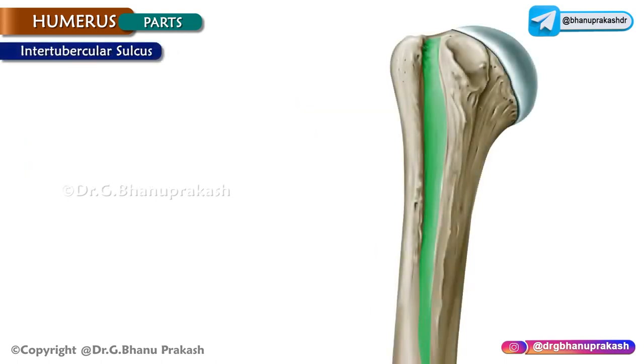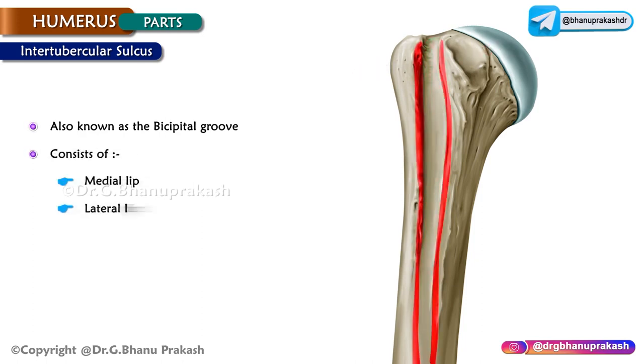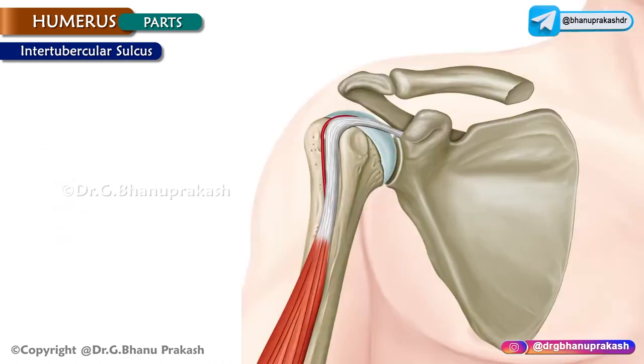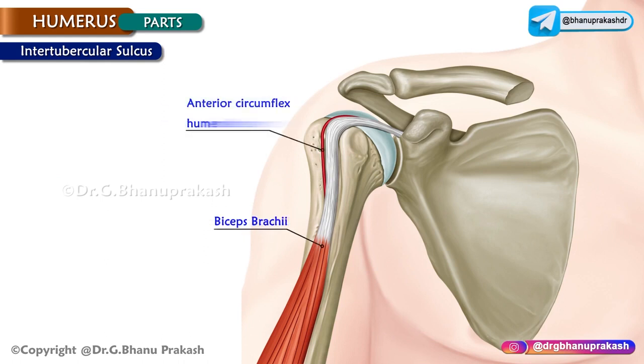Intertubercular sulcus. It is also known as the bicipital groove. It is the depression which lies between the two tubercles. It consists of the medial lip, lateral lip, and the floor. Intertubercular sulcus contains the long head of biceps brachii and the ascending branch of the anterior circumflex humeral artery.